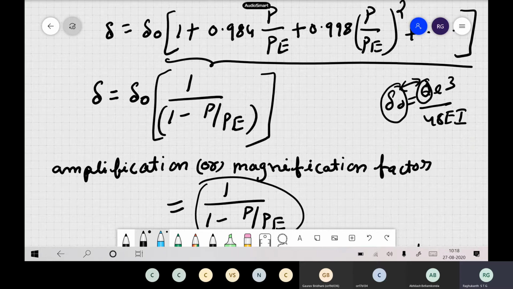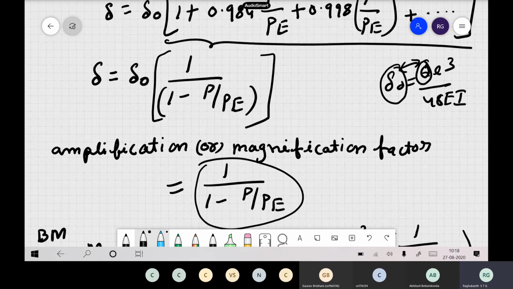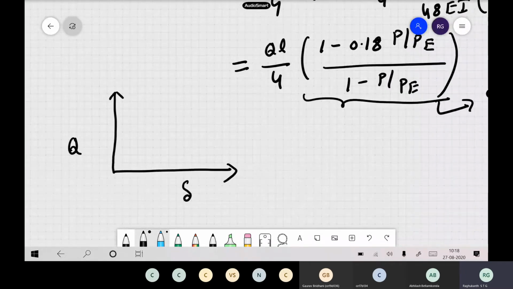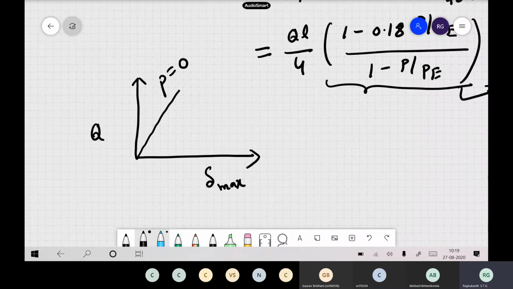Now when P is equal to 0, what happens to this expression? P equal to 0 means this term evaporates, and then you have simply delta versus Q. It is a linear relation, and the slope of the line will be L cube by 48 EI, like mx kind of a thing. So when P is equal to 0, it is a straight line. This is how the load versus deflection diagram looks. The maximum deflection is at x equal to L by 2. Now when P is increasing, say 0.4 times P_E, that is Euler's buckling load, the graph looks like this.